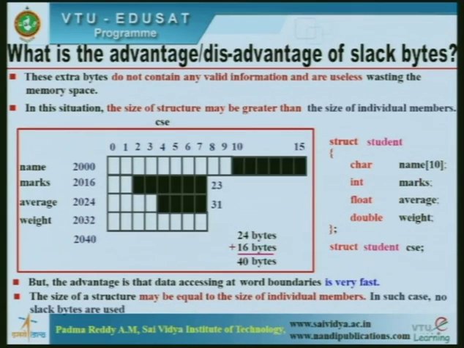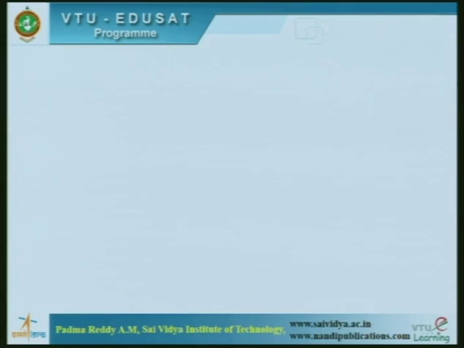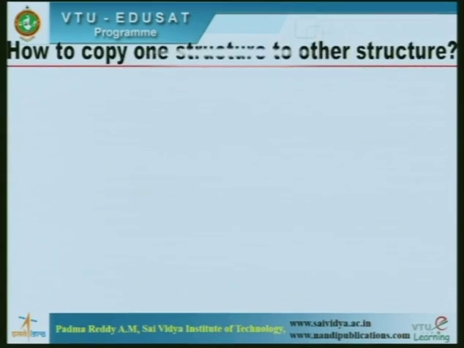So when slack bytes are not used, whenever the size of the structure is the same as the sum of sizes of the individual members, then slack bytes are not used. In that case, addresses will be 2000, 2010, 2012, 2016. Now we know how to write the program.